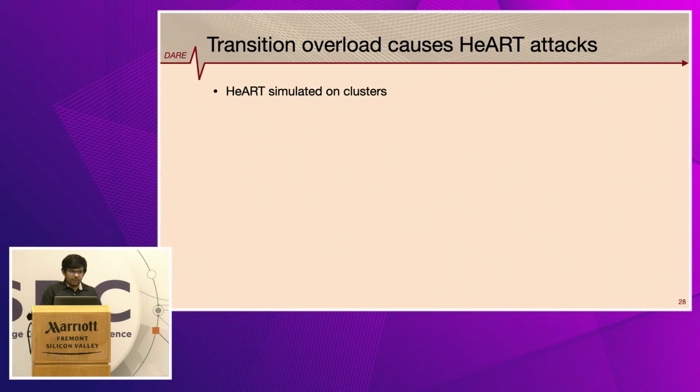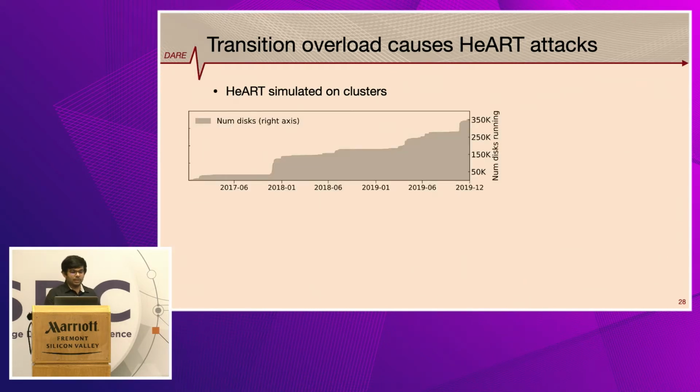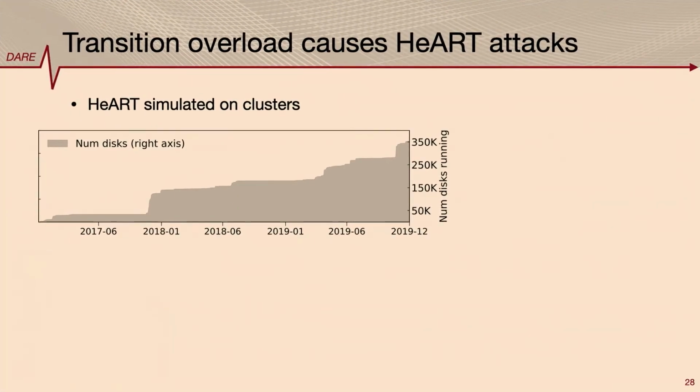So we looked at HART on large, over 100,000, in fact, between 300 to 500,000 disk clusters at Google. And I'm going to show plots like these. Let me explain those plots. So on this plot, we have the date on the x-axis. The very left is the birth of the cluster, and on the right y-axis, what you see is the increase in the disk population of the cluster over time. Okay?